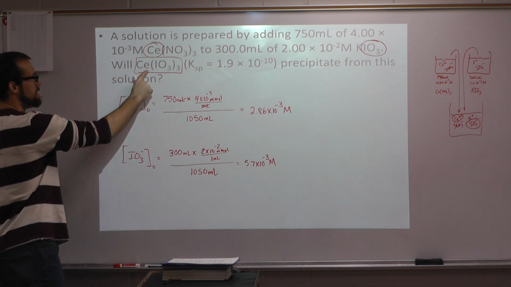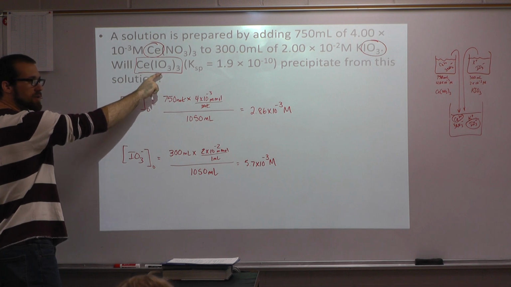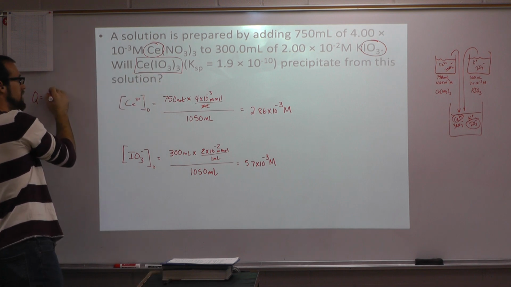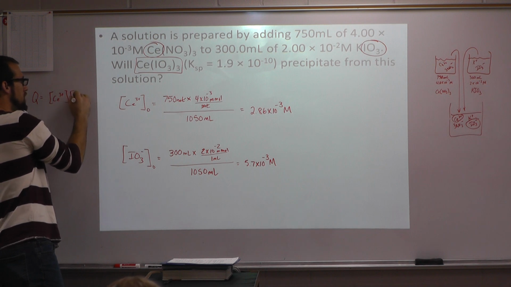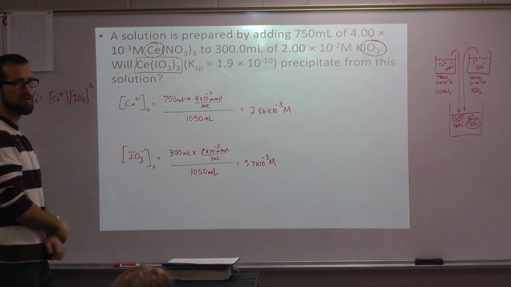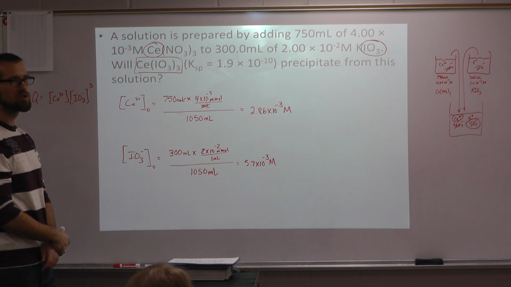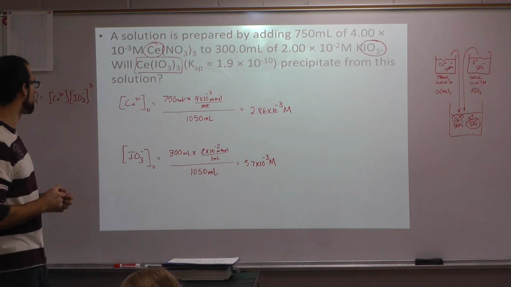So our Q, now I'm just going to, do you want me to show this equation, or can you follow along and know that it's going to be Ce3+ and IO3- with an exponent of 3 there? Everybody seeing that? Okay, here's where the tricky part comes from.